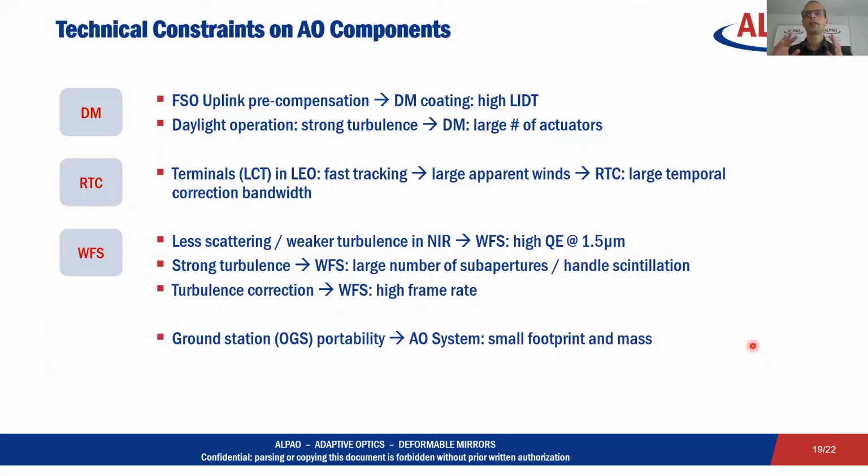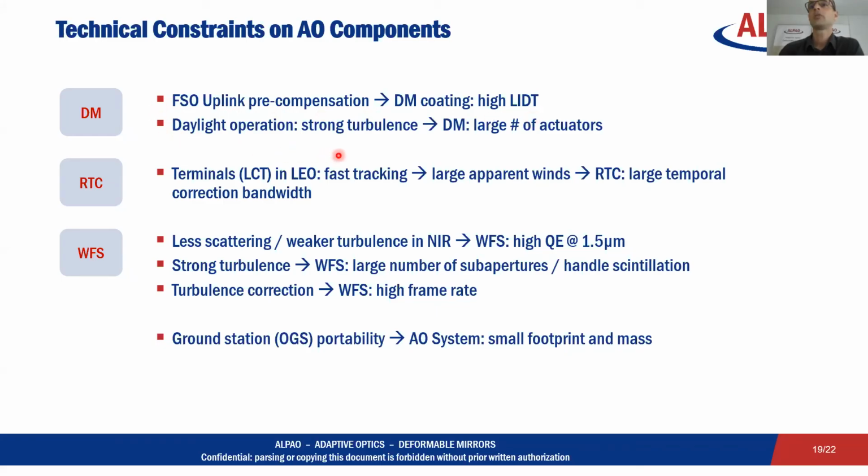And all these particularities of the application translate to special requirements on the AO components. Let's start with the DM. For example, for an uplink precompensation scenario, the DM will need to reflect the light of the transmitting laser, which is on the order of a couple of hundred, maybe even a kilowatt of continuous power. So it needs to have an appropriate coating and a very high laser-induced damage threshold.